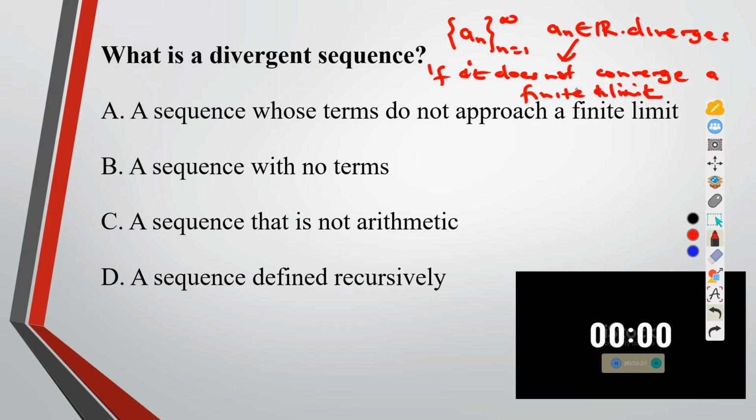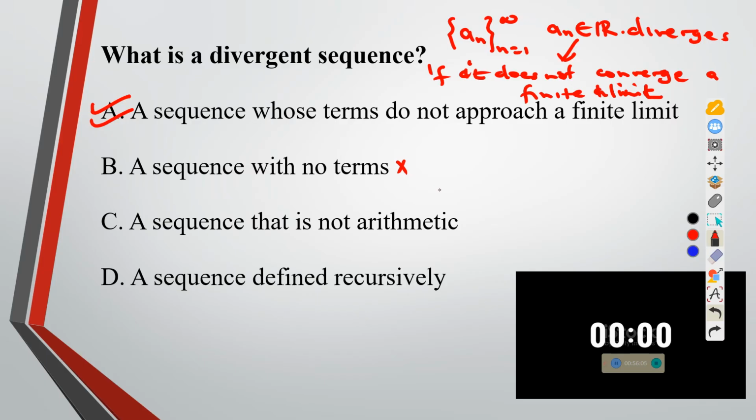So what does that tell us? When we define a divergent sequence, we look at a sequence which does not approach a given limit. Let us look at the given options. A sequence whose terms don't approach a finite limit, this is true. A sequence with no terms, this is incorrect, because an empty sequence is ill-defined in standard analysis, and sequences have infinitely many terms indexed by n. So this is not true.